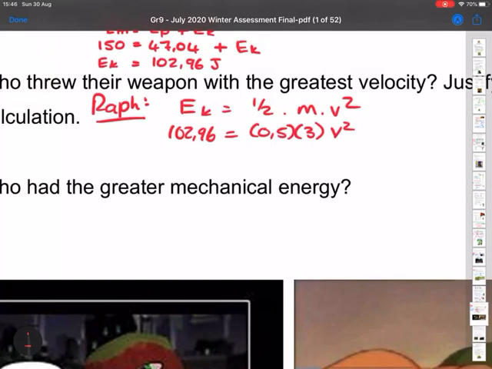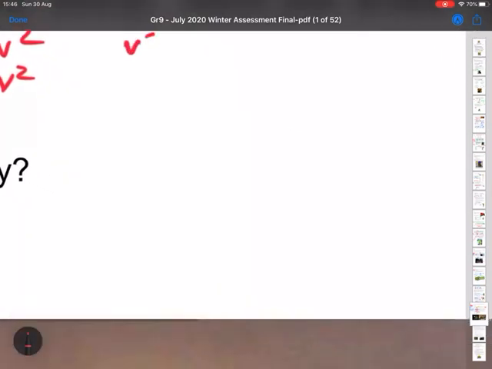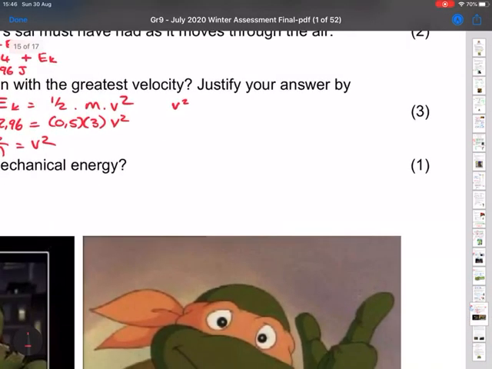So 102.96 divided by a half times 3 will give you V squared. Okay. So V squared, I'm going to carry on over here. V squared is actually going to be 102.96 divided by 5, which is 68.64.